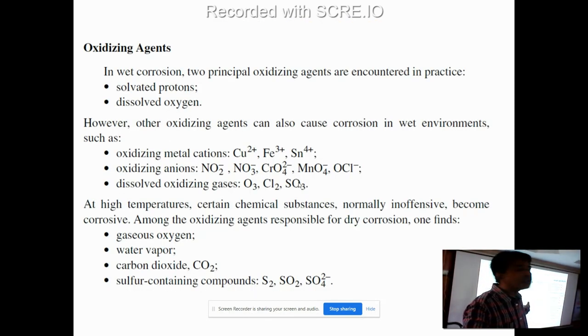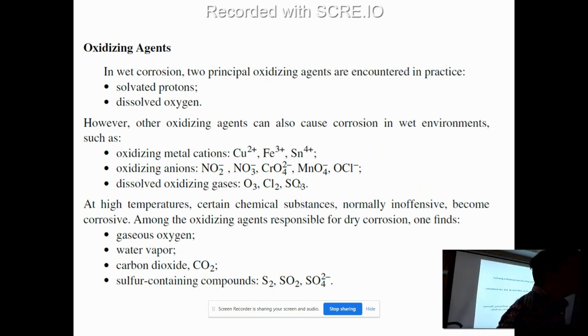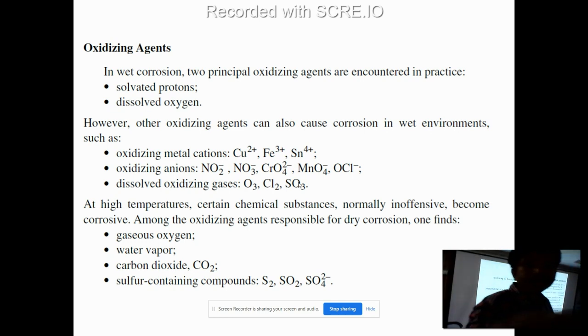So I kept all the oxidizing agents. What do you mean by oxidizing agents? We have seen oxidizing agents in the electrochemical series. What are oxidizing agents? Those which are good electron acceptors. Whenever an electron acceptor is there, that's a good oxidizing agent. They try to pull the electrons away. So in the presence of an oxidizing agent, our oxidation rates, our corrosion rates will be higher. So what are the examples? You see, look at here: dissolved oxygen.